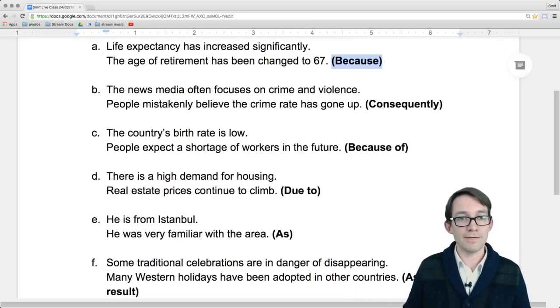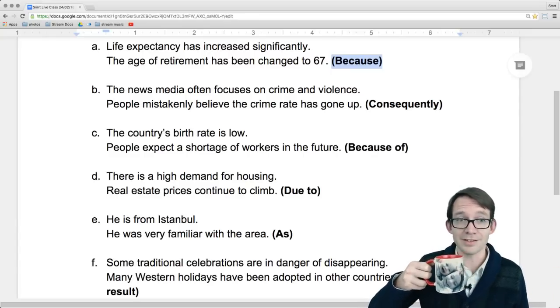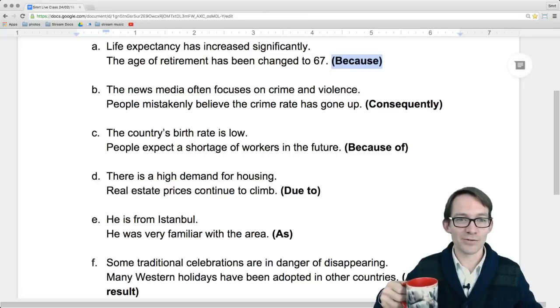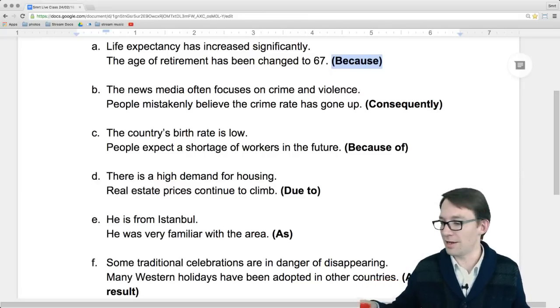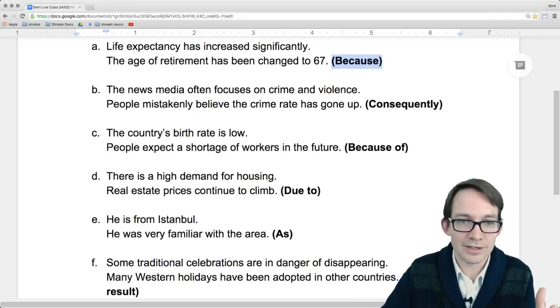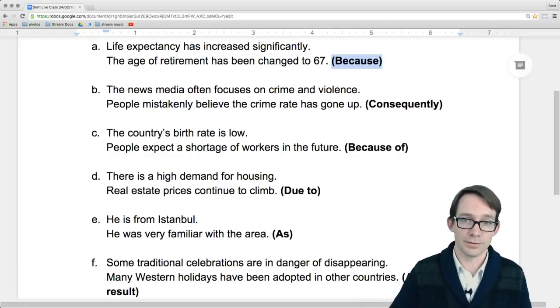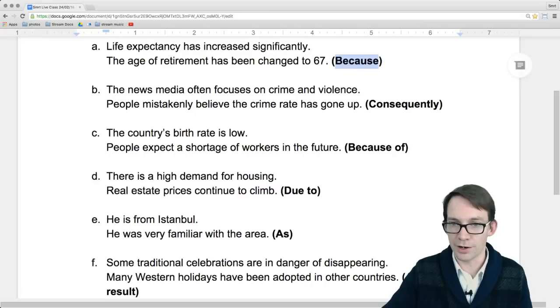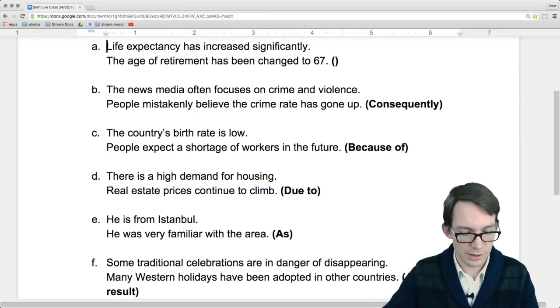Okay, life expectancy has increased significantly. Means people are living longer. That's life expectancy. Lucky us, right? And the age of retirement has been changed to 67, which is kind of a drag, I guess. It means you have to work longer, or maybe that's a good thing, I guess. So you have to decide what is the cause, what is the effect, and put them together using the word because. Now I'm going to do it really quickly here to show you how I would do it.